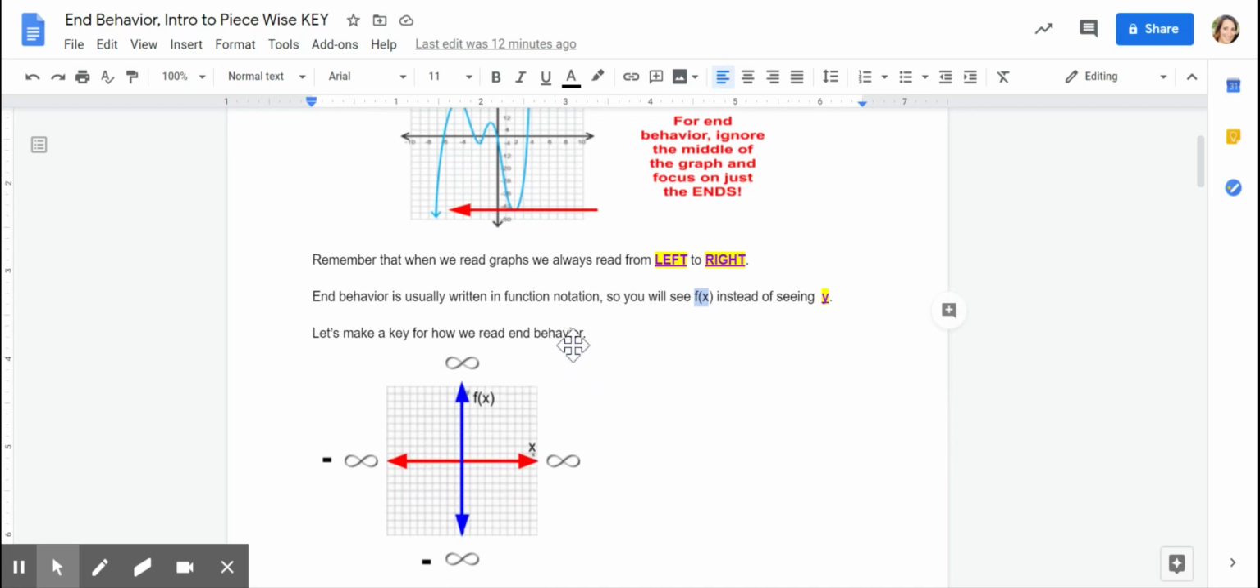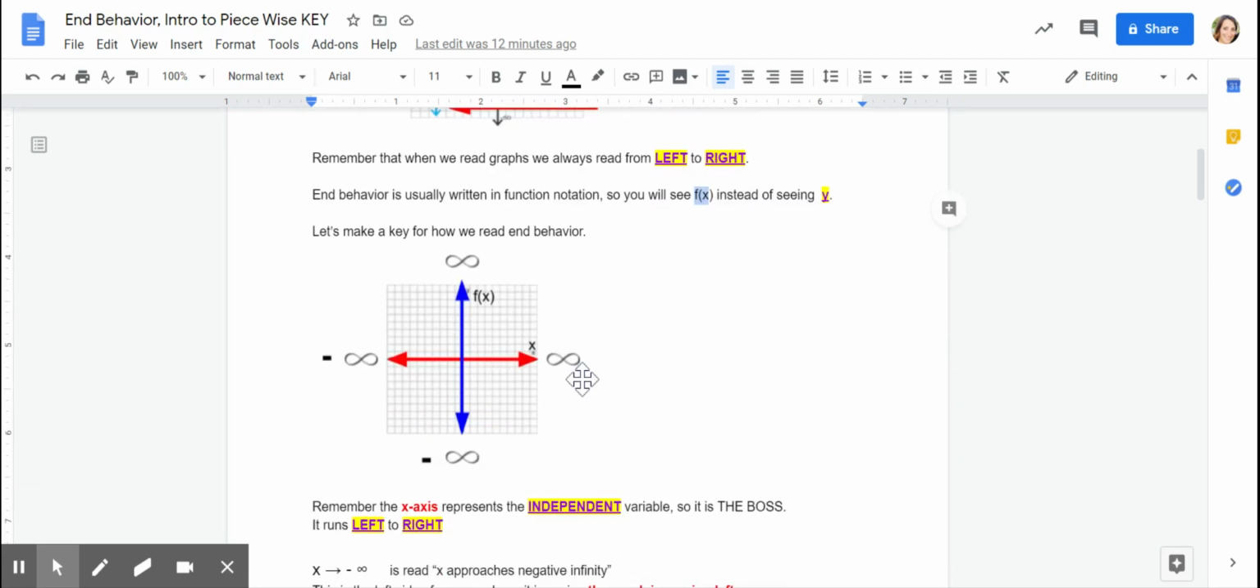So we're going to start by making a key for how we read end behavior. Let's remember that the x-axis, this horizontal one, which was actually the number line you learned when you first started learning numbers, is the independent variable. So that means it's the boss. It controls our function, and it runs from left to right.